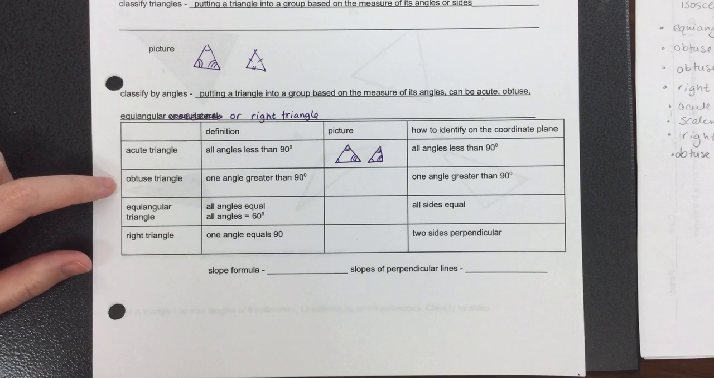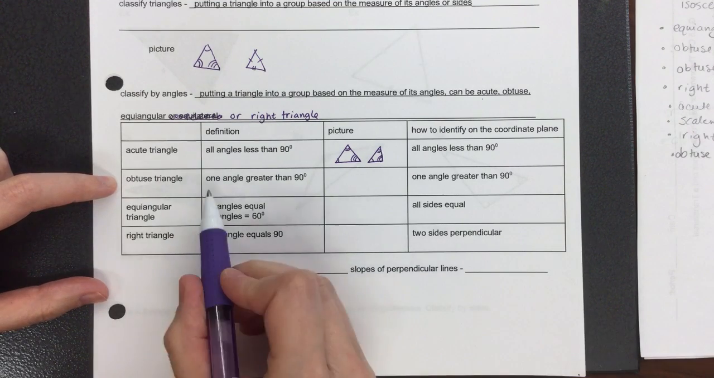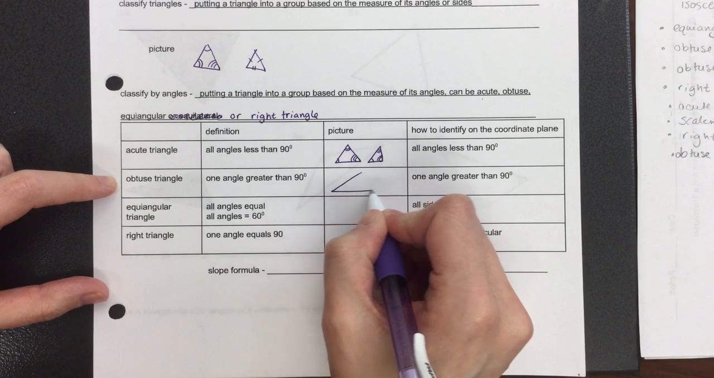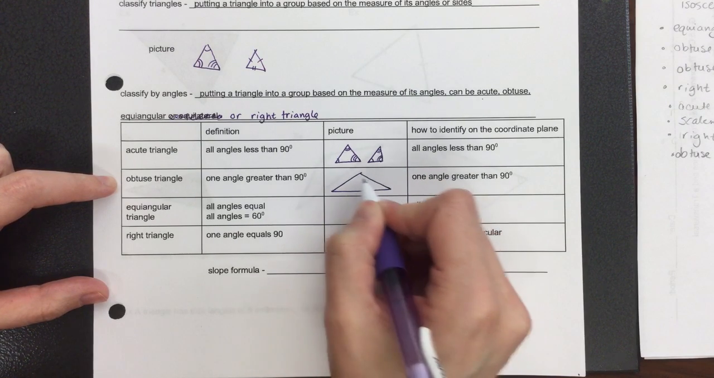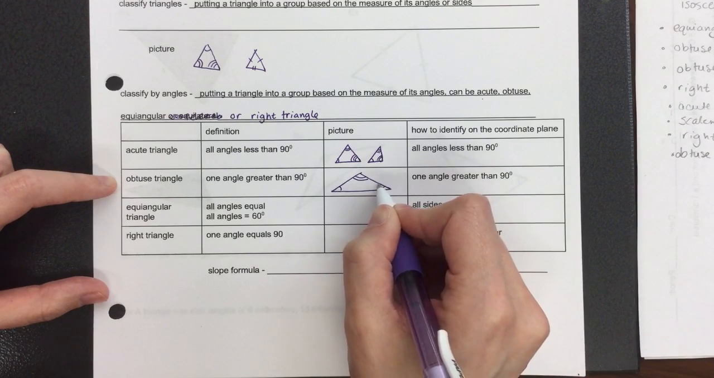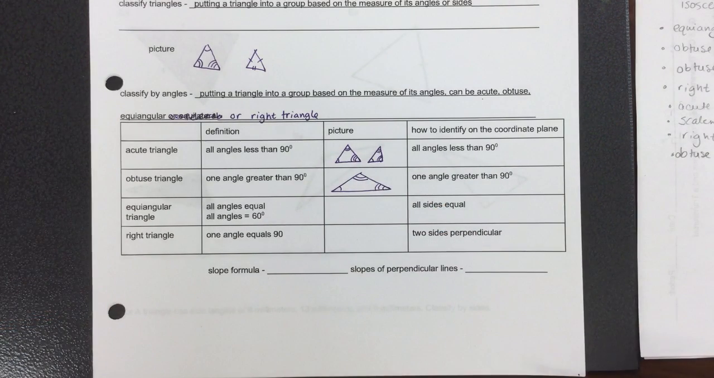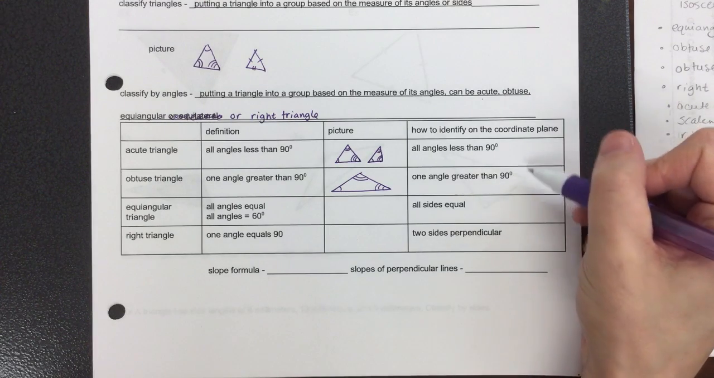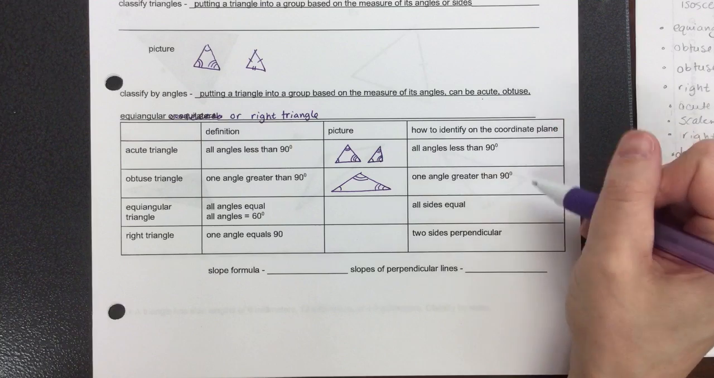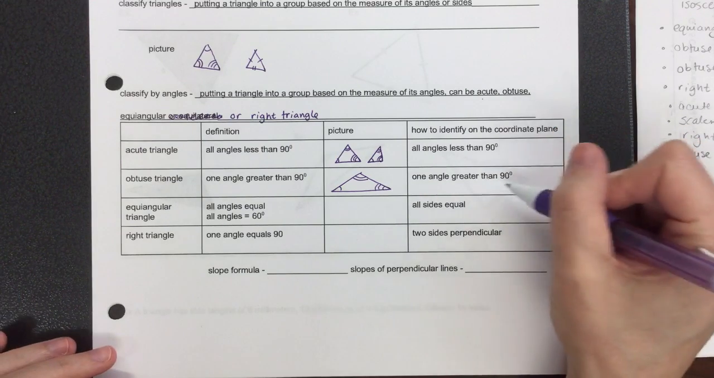So looking at an obtuse triangle, it has one angle that's greater than 90 degrees. And you're just going to have one angle that's obviously a lot bigger than the other two. And it's going to be the same way in a coordinate plane for both acute and obtuse. The angles are going to be less than 90, or one angle greater than 90.